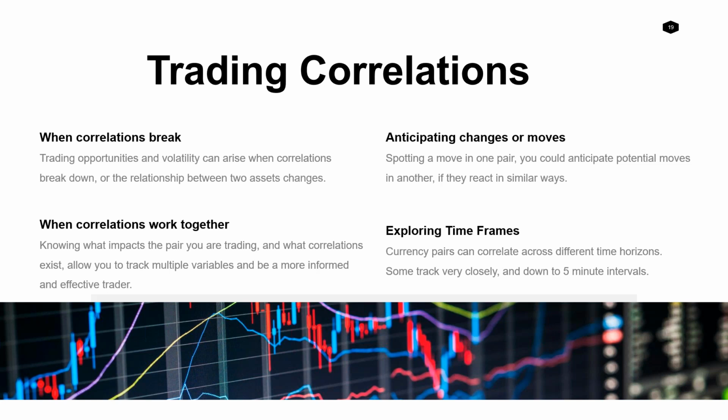There's also more volatility sometimes in those assets when the correlation breaks because something major has happened. Again, anticipating changes or moves potentially, on our hypothetical example earlier, talking about the Aussie dollar and the yuan, in that example, negative news economically for China may translate to lower moves for the Aussie dollar.